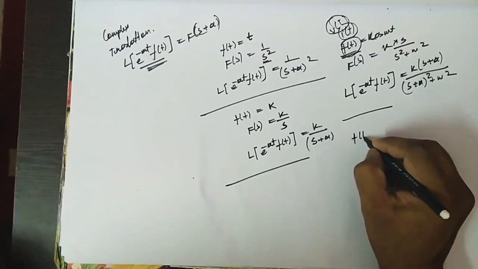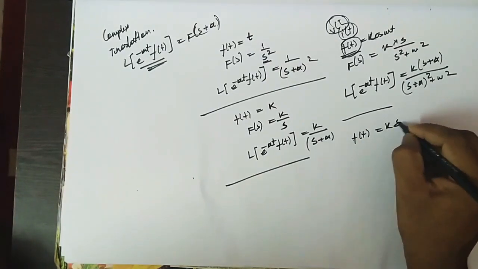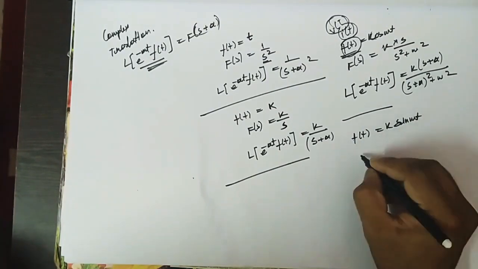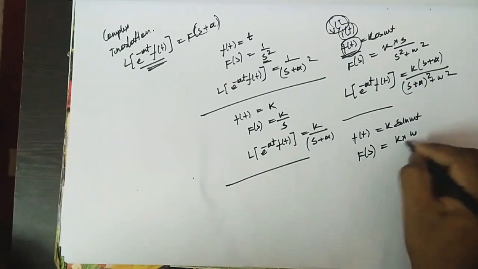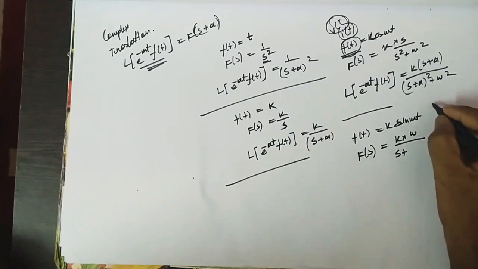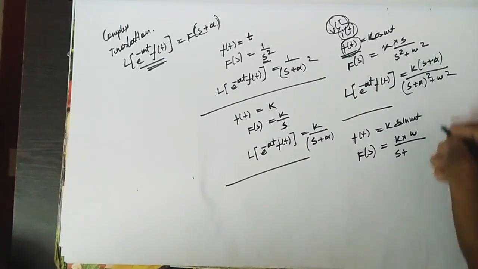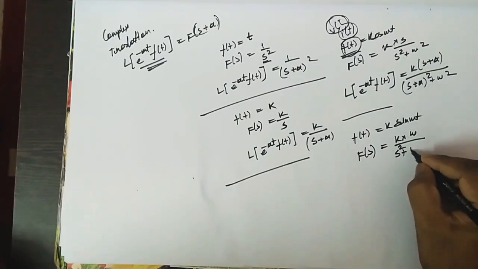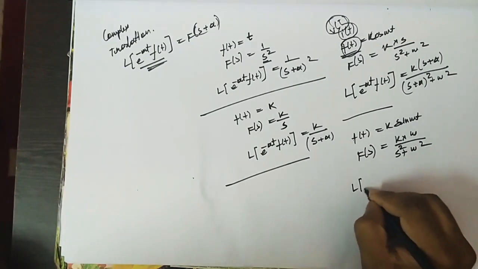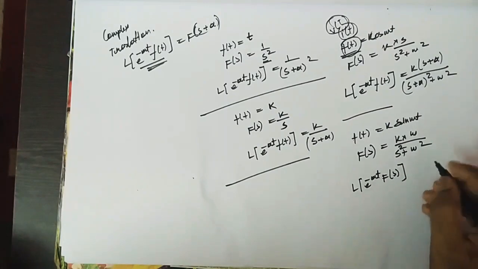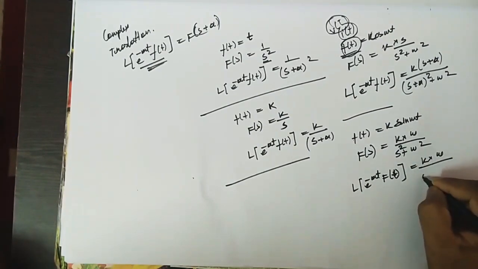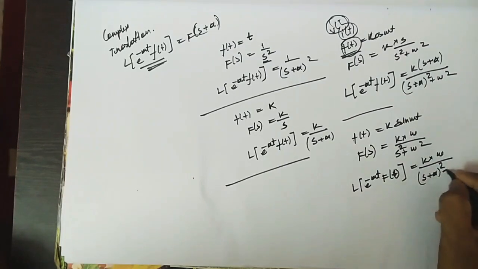Similarly, f of t equal to k sine omega t. Then the Laplace transform F of s equals k into omega by s squared plus omega squared. So the Laplace transform of e power minus at f of t is k into omega by (s plus a) whole squared plus omega squared.